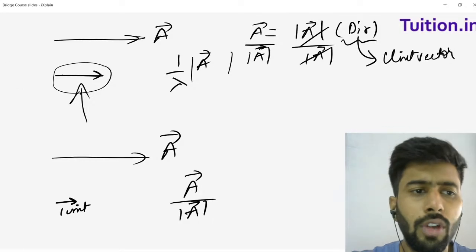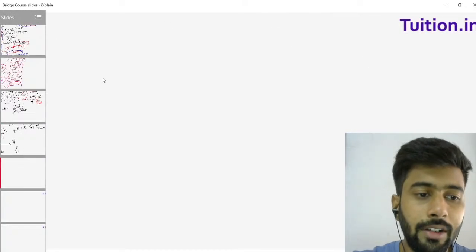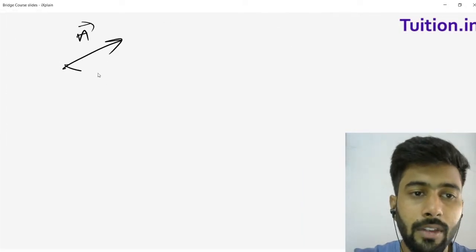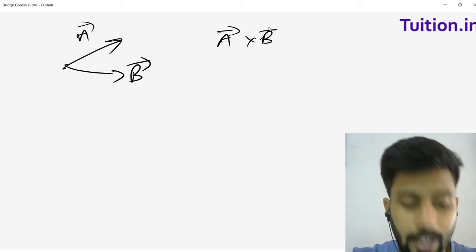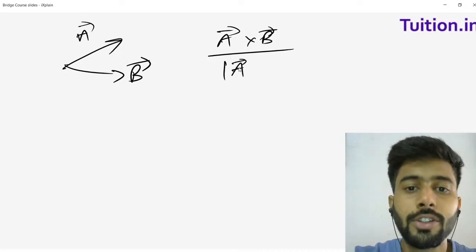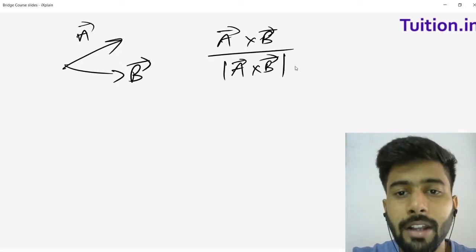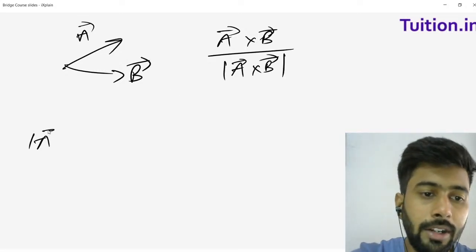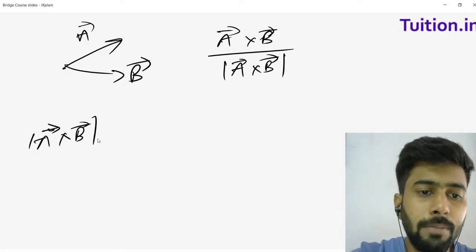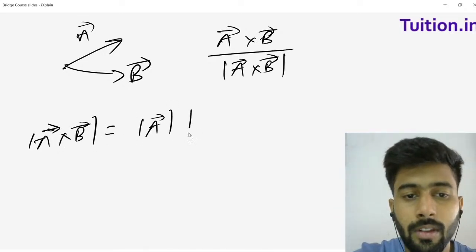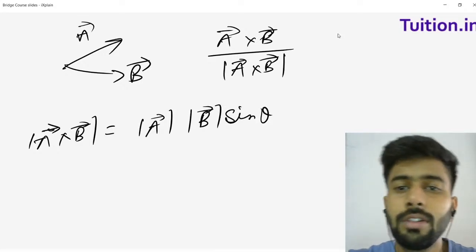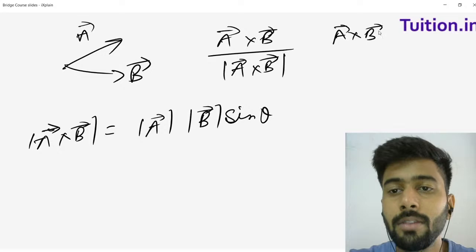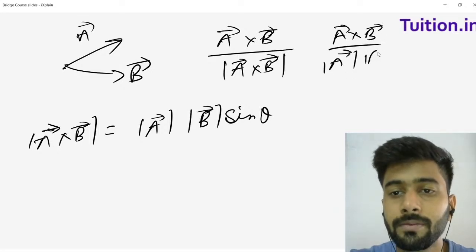So how do you get a vector which is perpendicular to both A and B? Simply do A cross B and divide that with the magnitude of A cross B. And what is the magnitude of A cross B vector? It's simply mod A mod B sine theta. Right? By definition itself, it's mod A mod B sine theta. So you will just have to take A cross B and divide that with mod A mod B sine theta. Right?